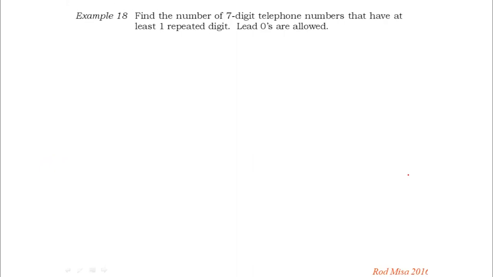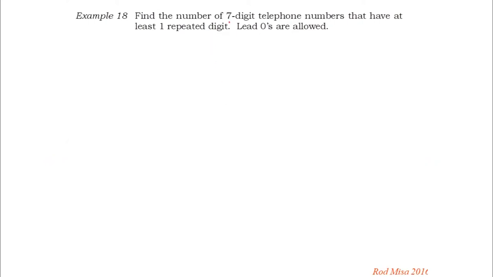Find the number of 7-digit telephone numbers that have at least one repeated digit. Now take note that it's given that lead zeros are allowed, which means that 0 as a first digit in the telephone number is allowed here. So listing all possible cases could be a very cumbersome process, because it is possible to have a telephone number with one repeated digit, or exactly 2 digits that are repeated, or 3 digits that are being repeated. So listing all possible 7-digit telephone numbers is a very tedious process.